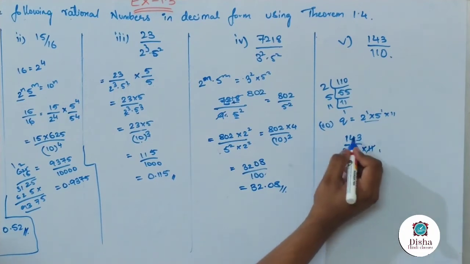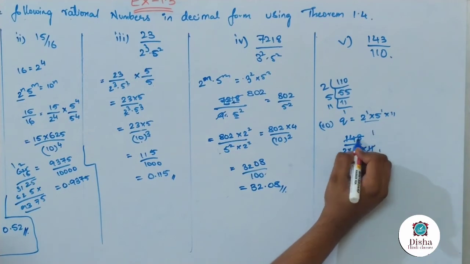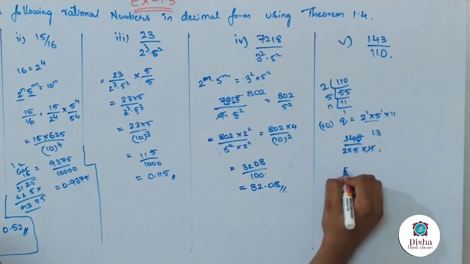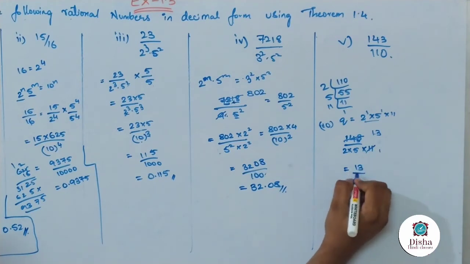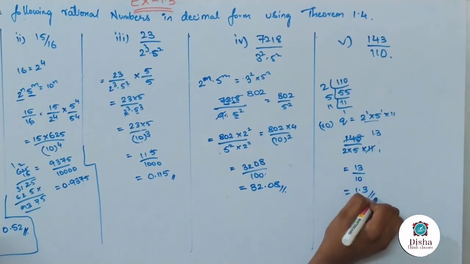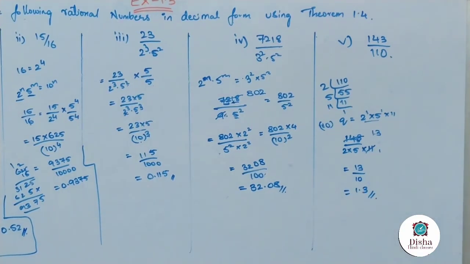So 11 one times will be 11 and we get 3 carry here, that will be 13. So 13 by 10, that will be 1.3, right?